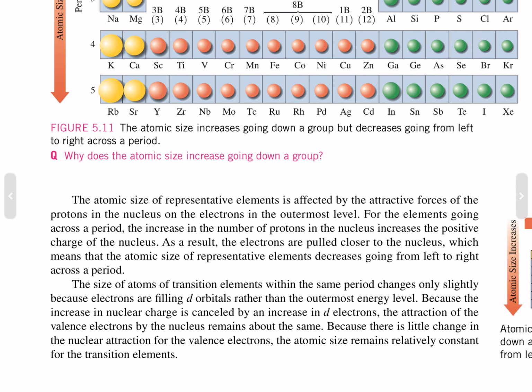Because there's little change in the nuclear attraction of valence electrons, the atomic size remains relatively constant for the transition elements.